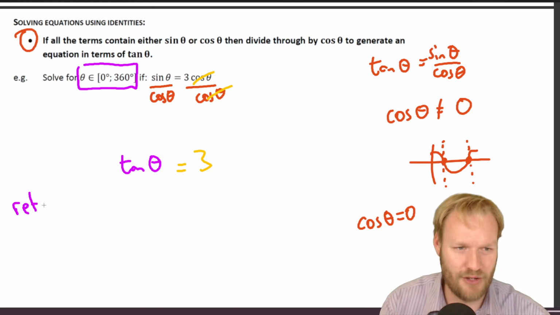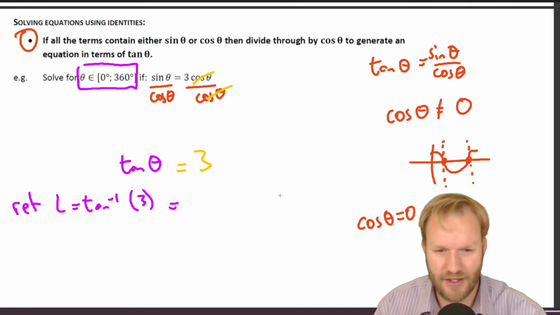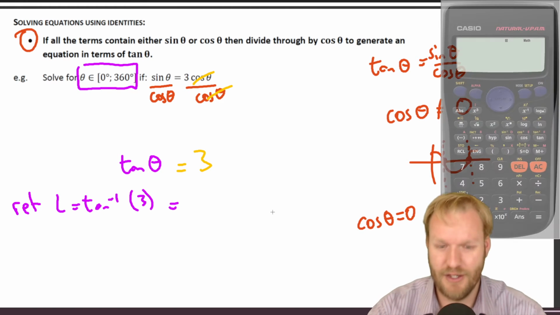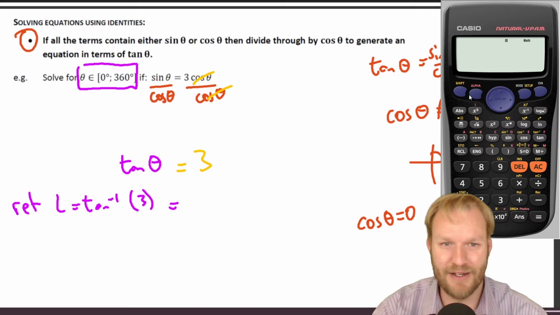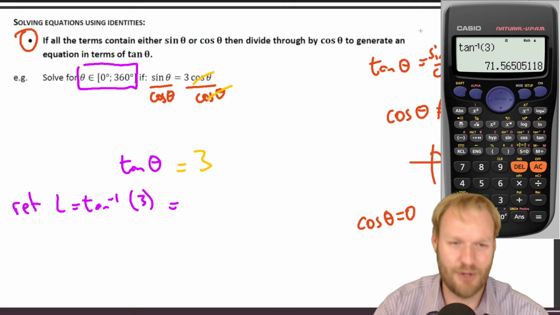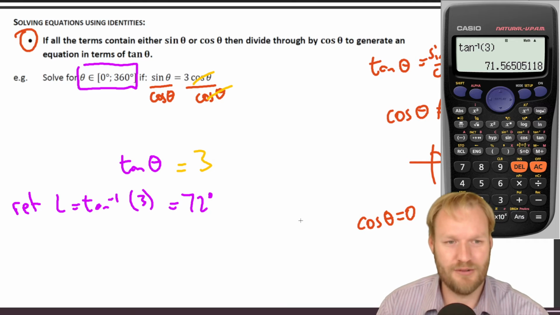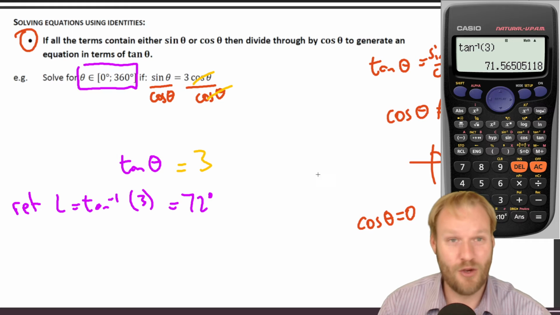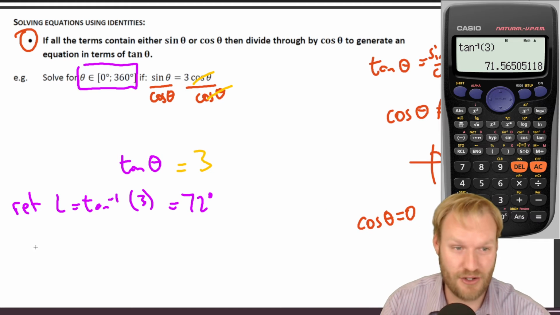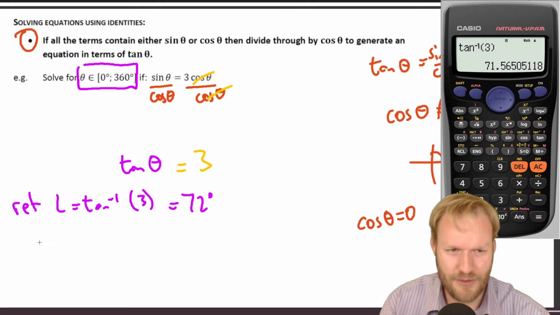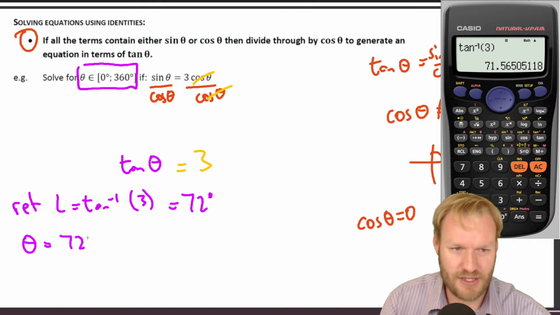So my reference angle is, I just go tan minus 1 of 3, and somewhere over here is a calculator. Look at that, there it is. And we go shift tan of 3 gives us 71.565 something or other. I'm going to call that 72 degrees because I'm a little bit on the lazy side. So that's our reference angle, 72 degrees. We know the tan graph repeats itself every 180 degrees. And this was positive, so theta is just 72 degrees plus 180k.